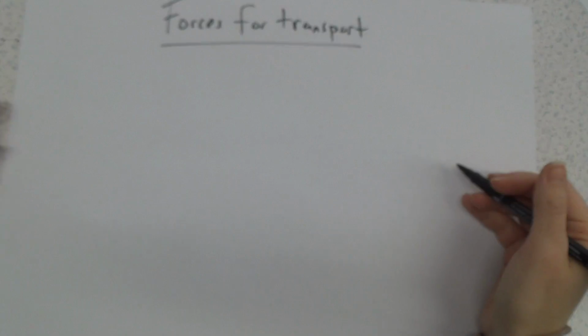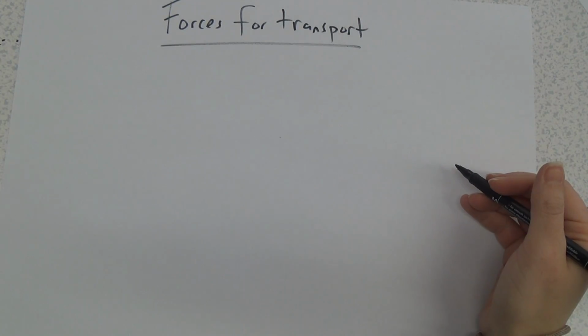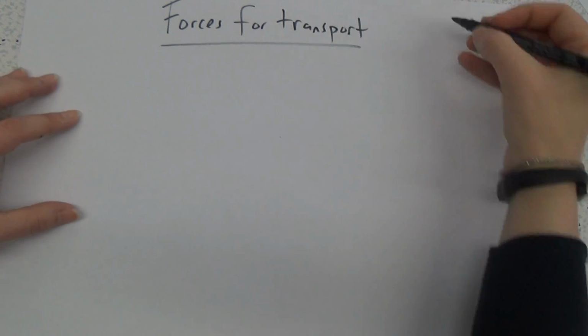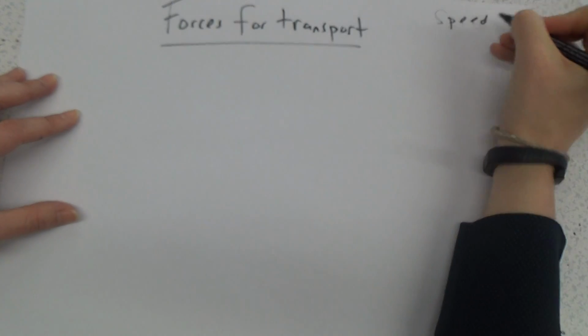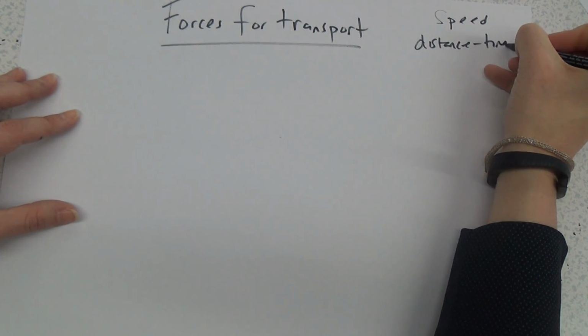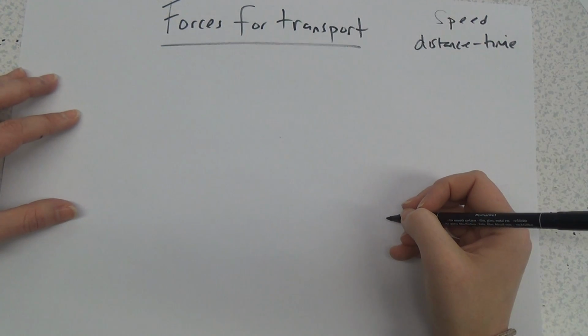This is for the forces of transport section of your P3 revision map. And there are really two key areas within this particular part of the unit. The first one is speed, and the second part is distance time graphs. So we'll look at both areas together.